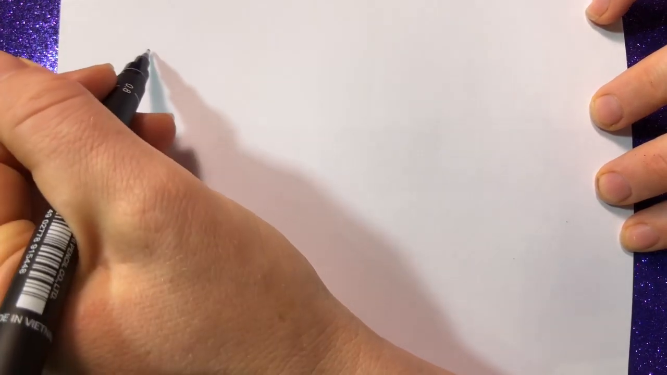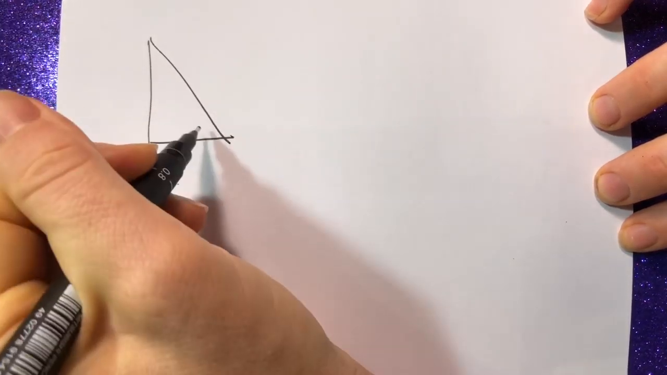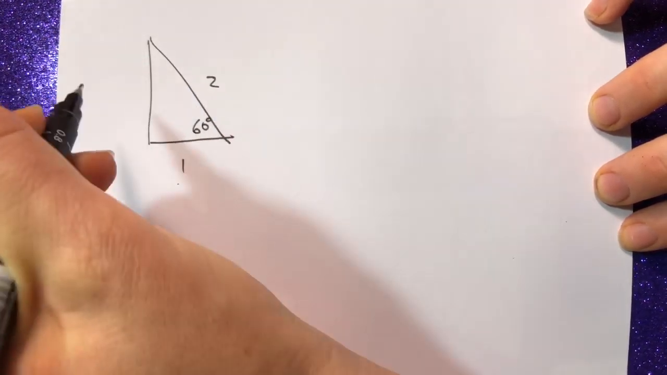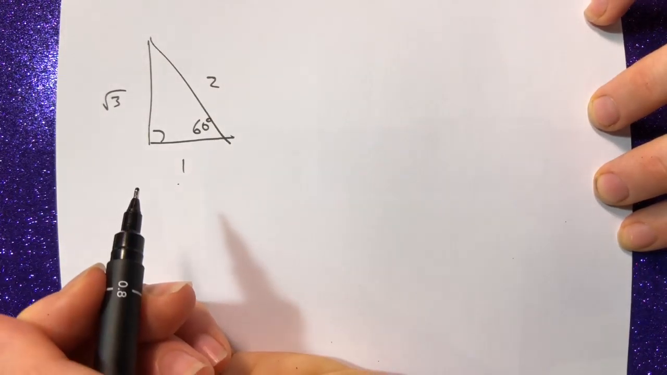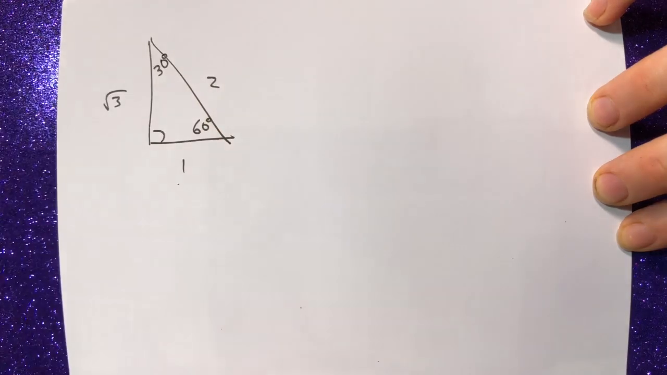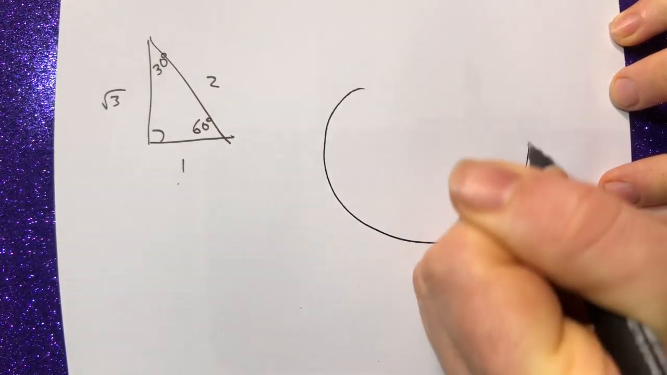Let's just take a couple of exact value triangles. So if I have 60 degrees here, by Pythag that will be root 3. Therefore, I can easily find the sine, cos and tan of 60 or 30 by looking at this triangle. I'll keep that there for reference while I play with the circle.